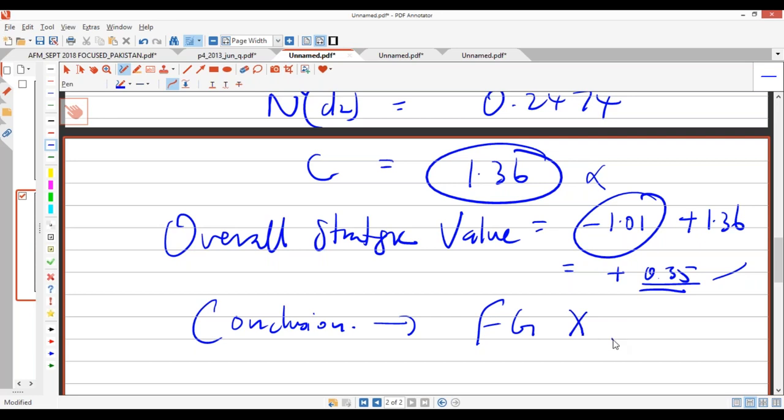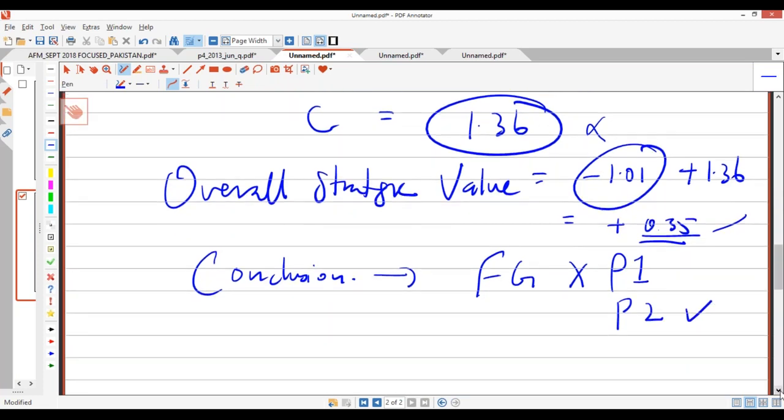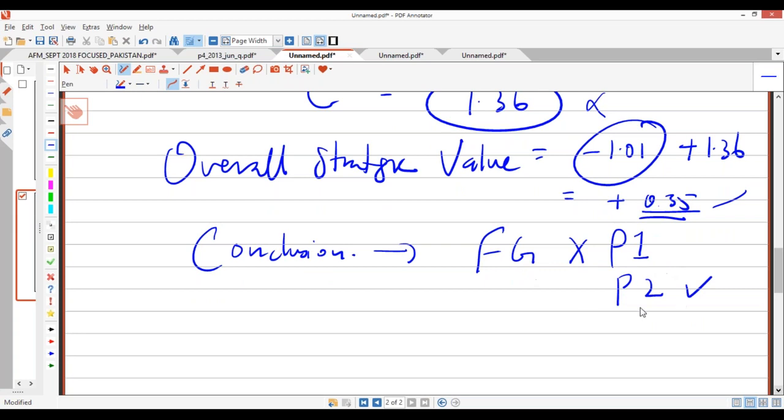All right, so in the conclusion, you're going to say on financial grounds, no good if you talk about the first phase only. But if you talk about the second phase, overall, it turned out to be good. Is that okay? Okay, so this is going to be a good option.